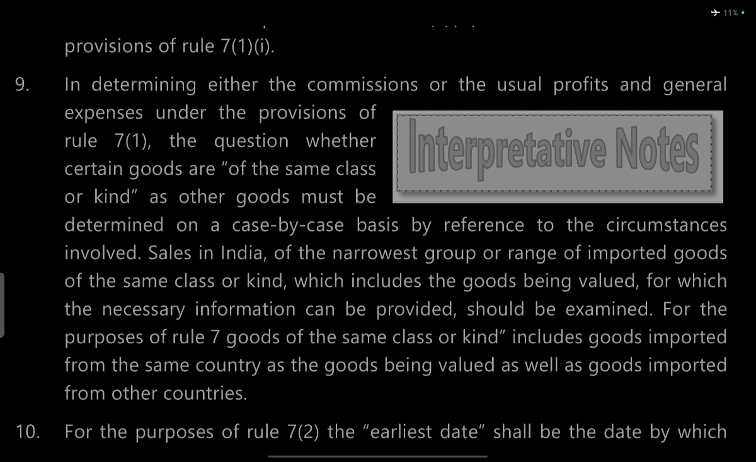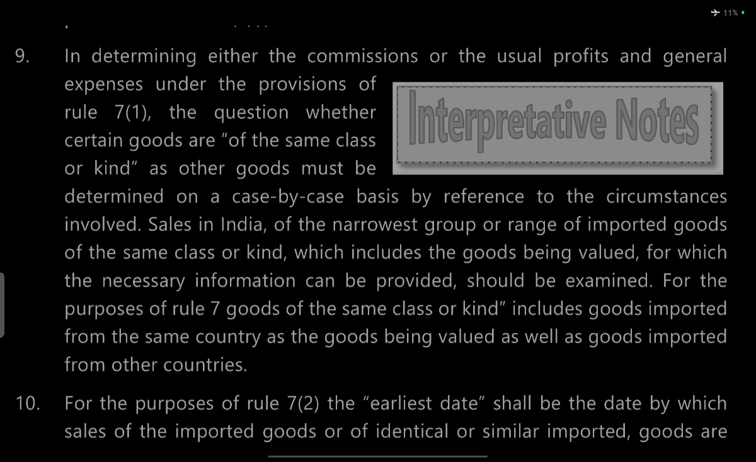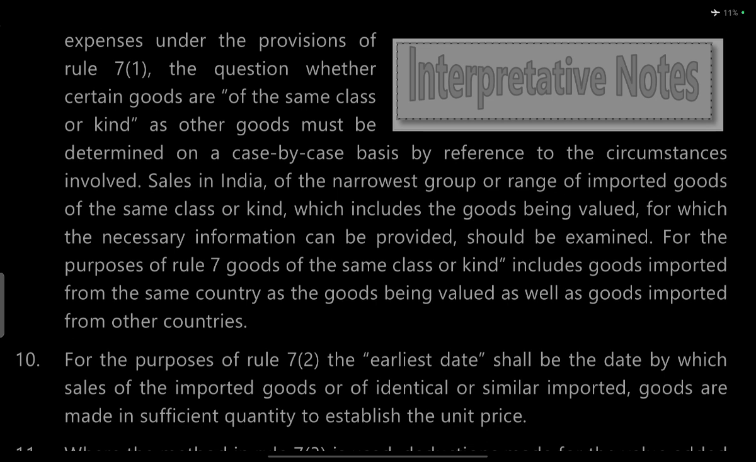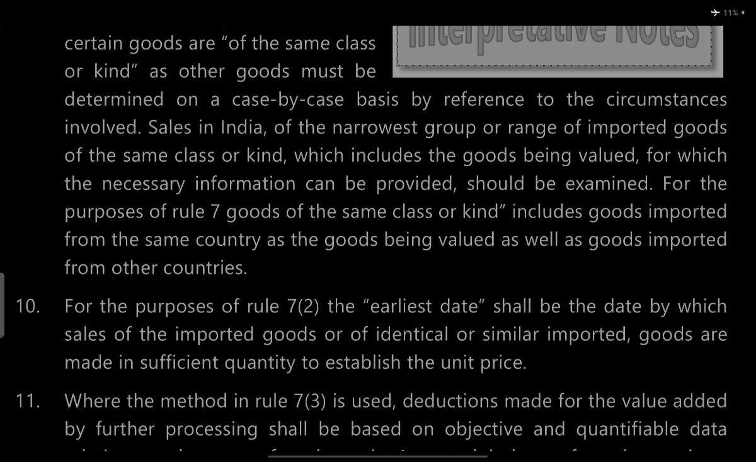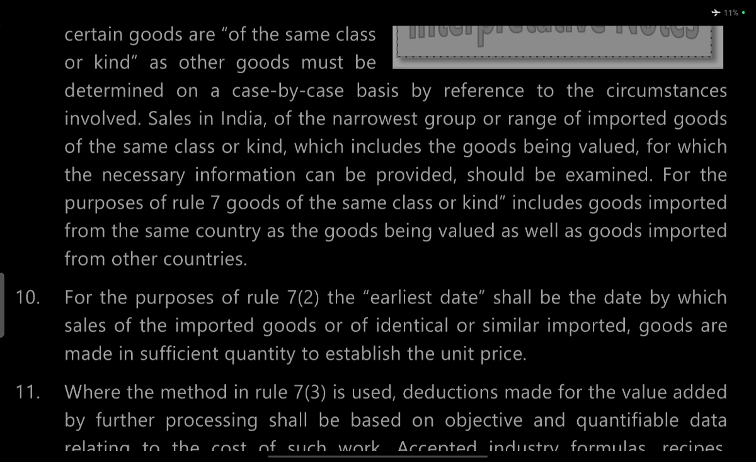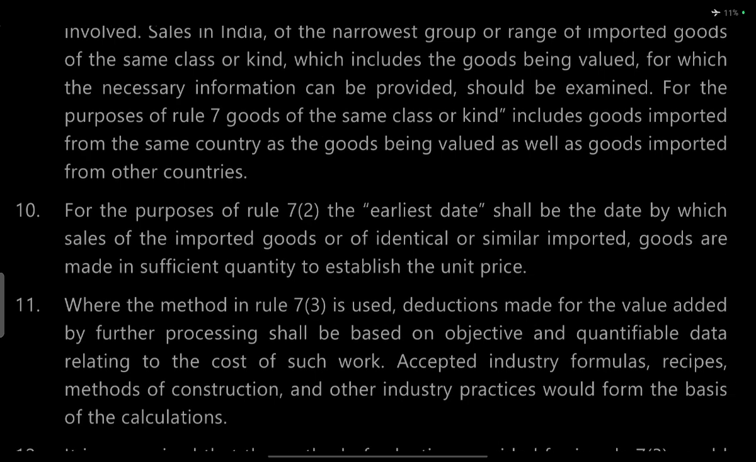The question whether certain goods are of the same class or kind as other goods must be determined on a case to case basis by reference to the circumstances involved. Sales in India of the narrowest group or range of imported goods of the same class or kind, which includes the goods being valued and for which the necessary information can be provided, should be examined for the purpose of Rule 7. Goods of the same class or kind include goods imported from the same country as well as goods imported from other countries.